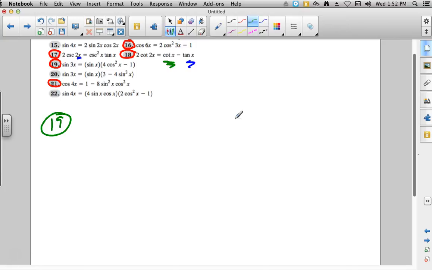Now I'm looking at number 19 and I see there's a whole lot of stuff going on, but I have the sine of 3x. So I start thinking there has to be something that I can do with that that would break that down.